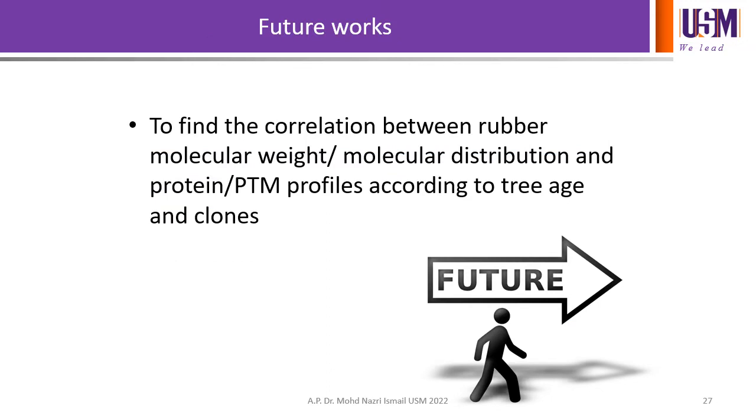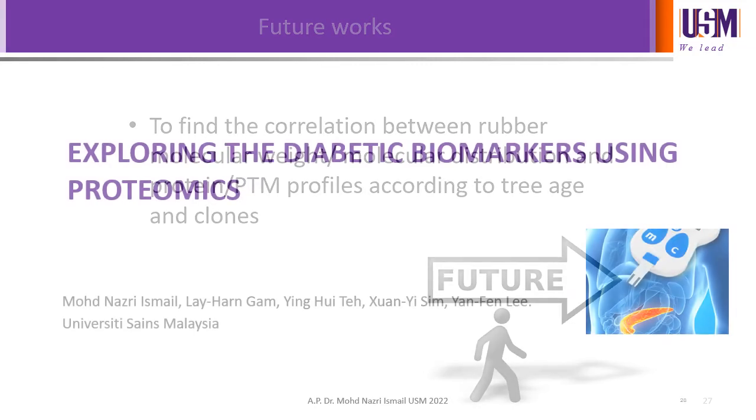As the molecular weight distribution data was very fresh, just out of the laboratory, what we want to do next is to find the correlation between the rubber molecular weight distribution and the protein and PTM profiles according to the tree age and the clones.